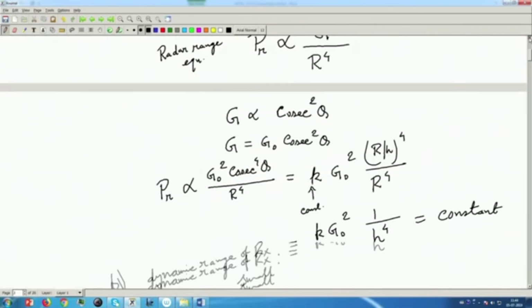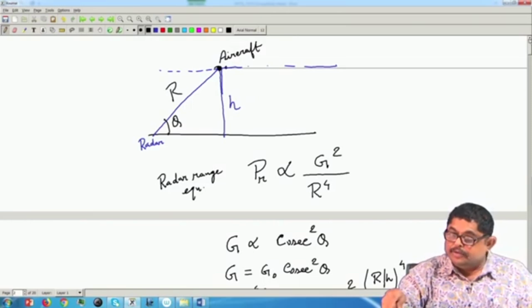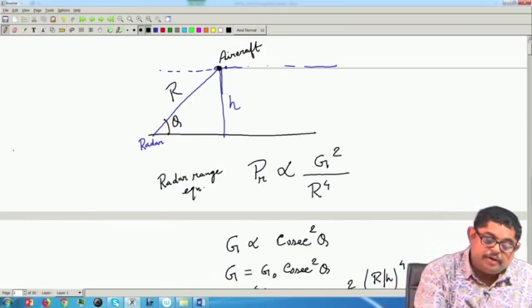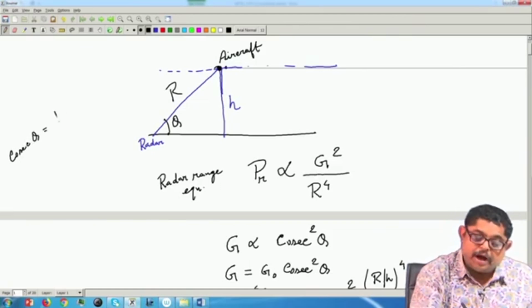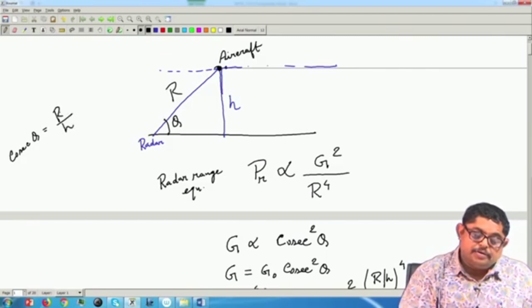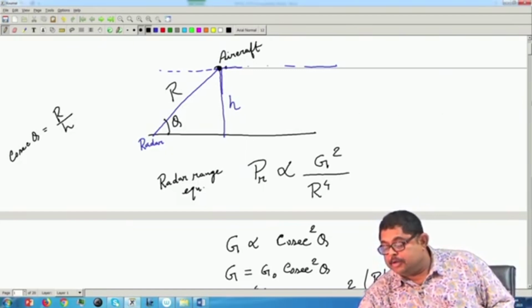From the same diagram you can see what R is. R is obviously some constant into cosec theta. I can write here what cosec theta is. Cosec theta is R by H. So, R is some constant, H is constant, into cosec theta. So, R will be maximum when cosec theta will be maximum.